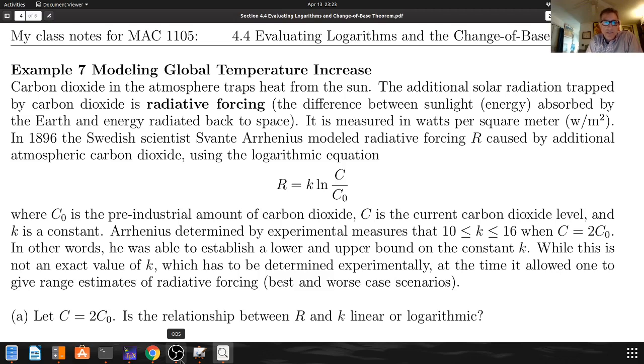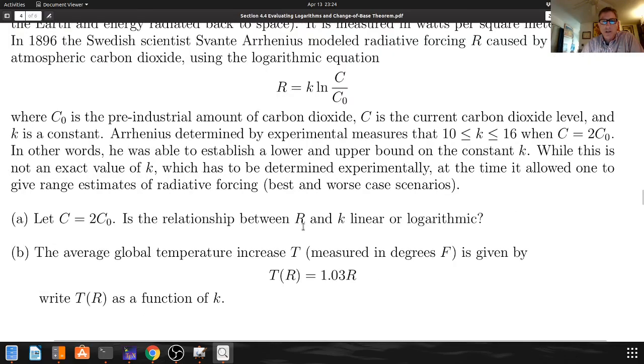This is not an exact value of K, and the exact value of K has to be determined experimentally, but at the time it allowed one to give range estimates of radiative forcing. So basically the best and worst case scenarios. So all of that introduction, all we're going to need right here is this formula. So we're asked to let C be 2C naught. Is the relationship between R and K linear or logarithmic? So you just saw the different scales right there.